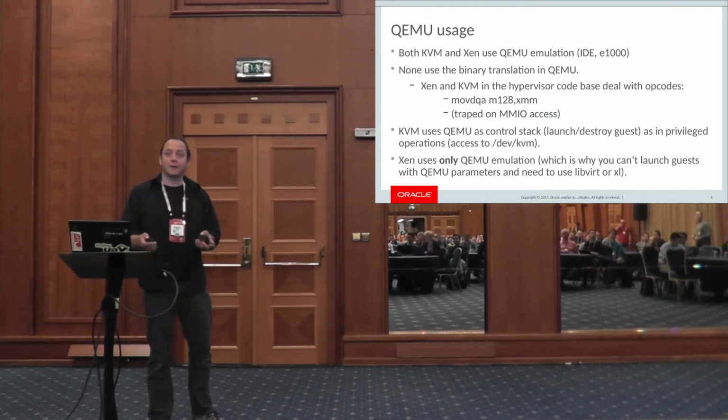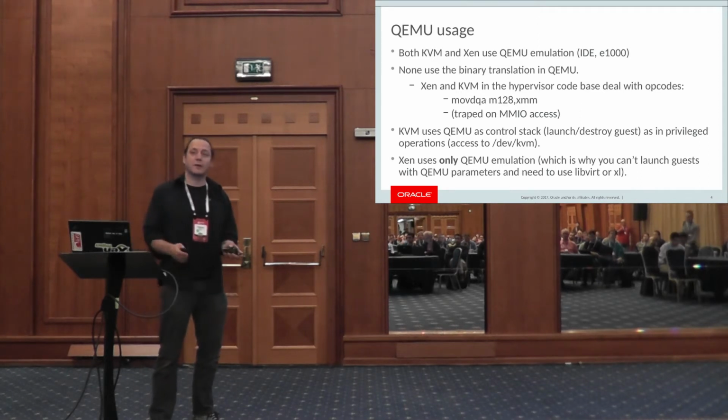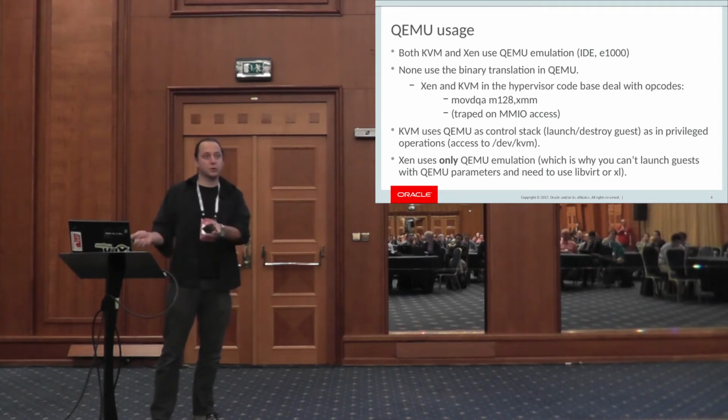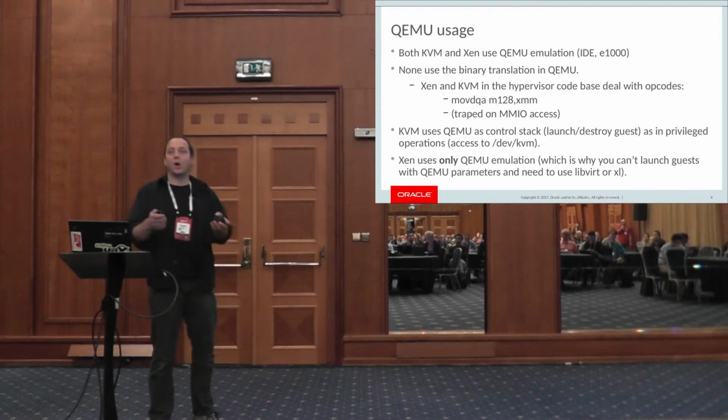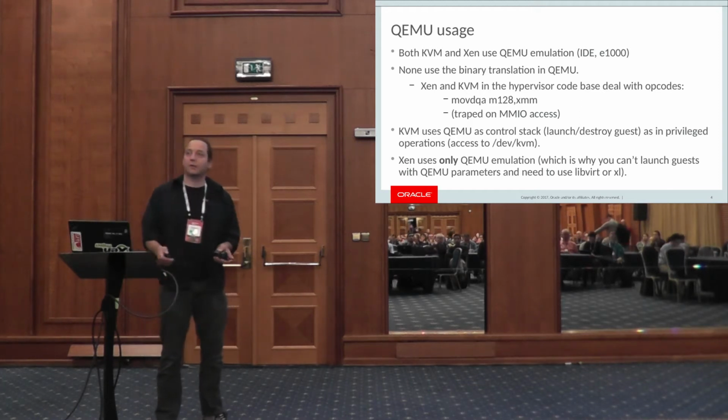One of the things that's very different between those two open source virtualization projects is how QEMU is used. In KVM, it's used fully, both as a control stack and as an emulation layer. On Xen, it's only used as an emulation layer. Now, why does this matter to me?